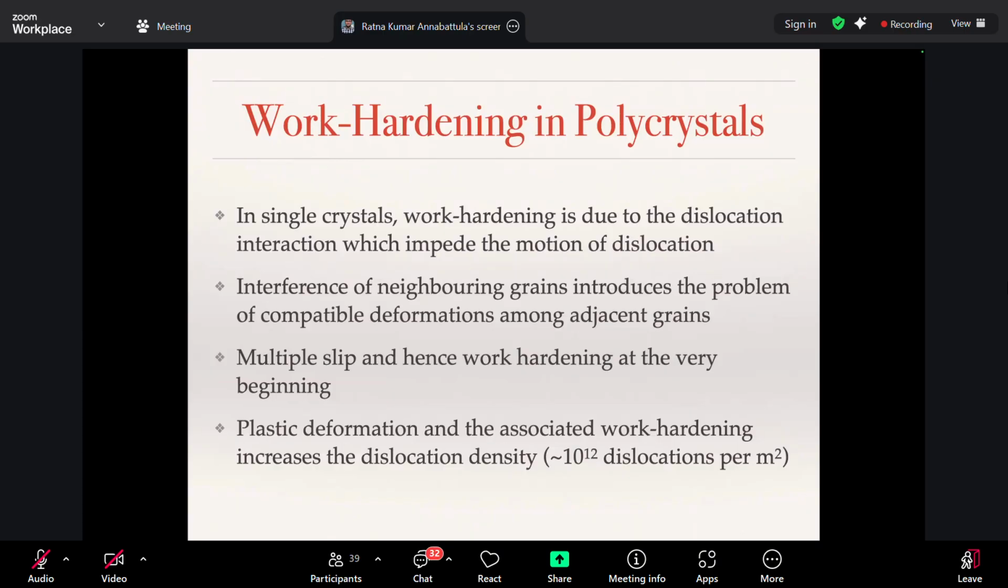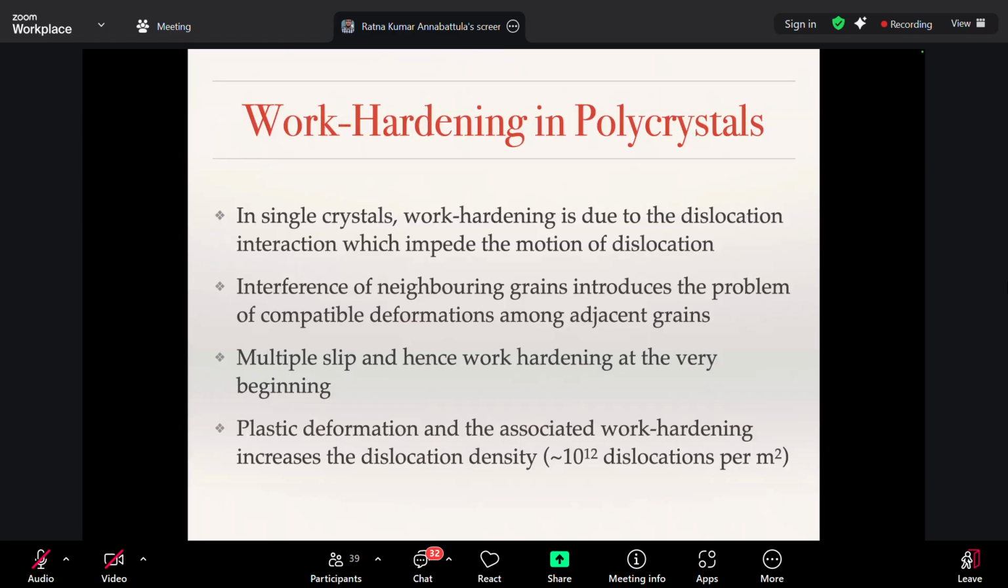So in a single crystal, work hardening or strain hardening is only due to the dislocation interaction, which would impede the dislocation motion. And if you have neighboring grains like polycrystals, you will have multiple slip, and because you will have so many grains, you have slip happening at various grains at the same time.